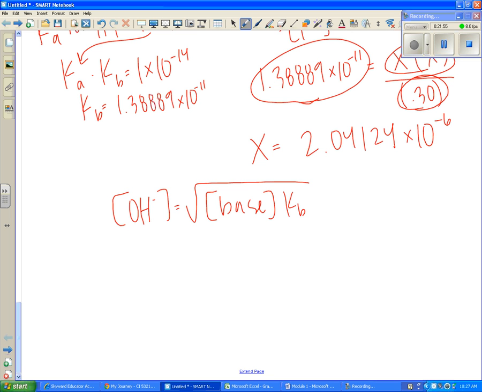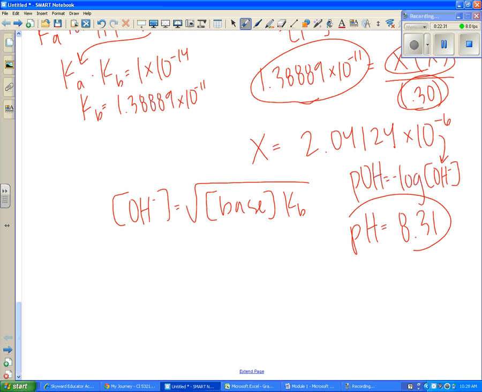No, nope. Either way works, and I don't care if it makes sense to you to do an ice table and to figure it out like that, that's perfectly fine. Keep doing an ice table. If you want to just plug it into an equation, great, that works as well. Either way, we're going to get x is 2.04 times 10 to the minus 6. We can find the POH then. POH is equal to the negative log of the hydroxide ion concentration, so we can plug that in there, and then we can calculate from the POH the pH. I got 8.31 when I did that calculation.